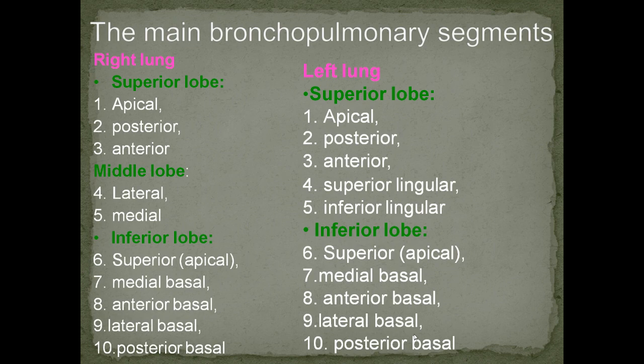Now, in the left lung, in the superior lobe there are apical, posterior, anterior, superior lingular, and inferior lingular bronchopulmonary segments. In the inferior lobe there are superior bronchopulmonary segment, medial basal, anterior basal, lateral basal, and posterior basal bronchopulmonary segments.